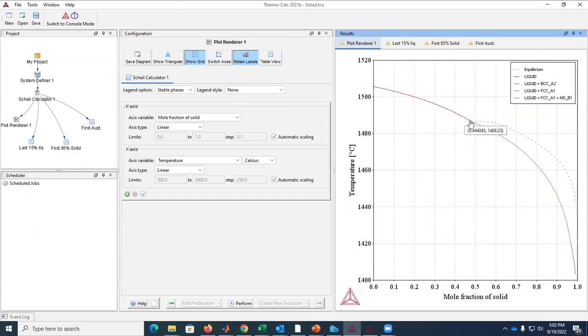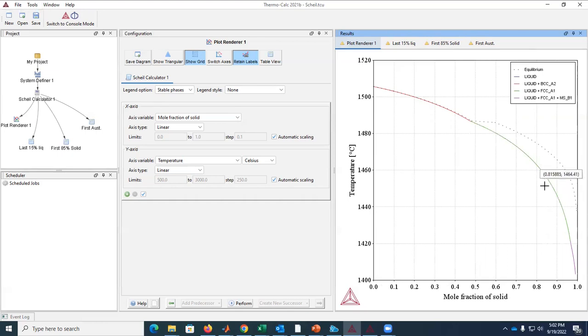First, let's check the two different curves that are plotted. The first curve, the dotted line, is the equilibrium. If you cool slowly, following the phase diagram of this alloy considering all of the elements, the material is going to follow this path according to your composition. But because of diffusion effects or segregation effects, the Scheil calculation follows this colored line. So the colored line is calculated by Scheil, and the dotted line is the equilibrium calculation.